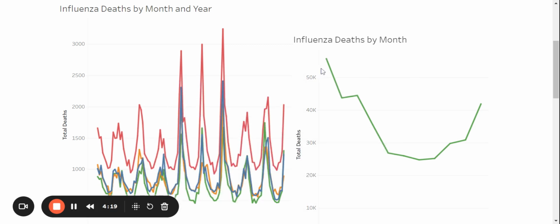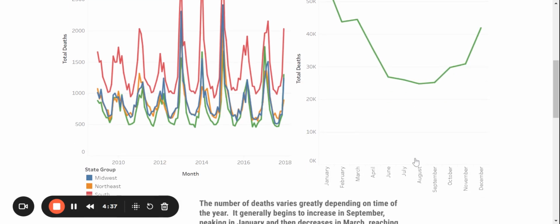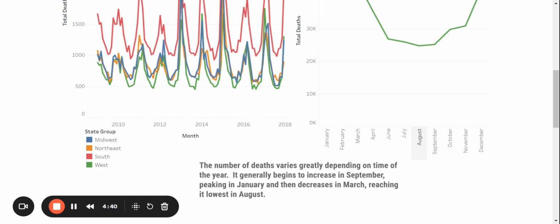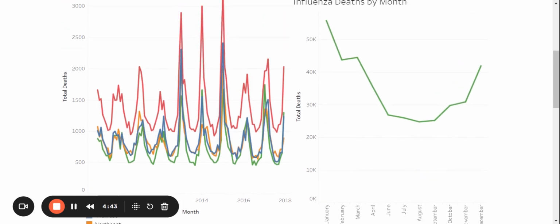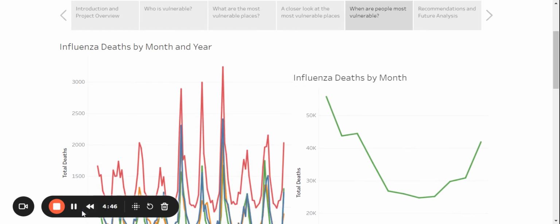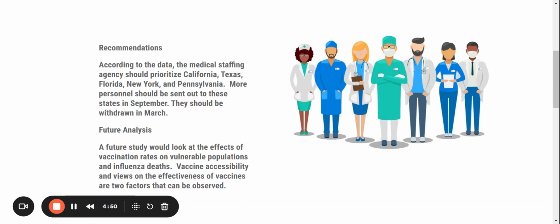Here we have a graph depicting the number of influenza deaths by month, and see that the number of deaths generally starts to increase in September, peaking in January, begins to decrease in March, and reaches its lowest in August. From this data, it is recommended that the medical staffing agency prioritize California, Texas, Florida, New York, and Pennsylvania, and that they begin sending out additional staff to these areas in September and begin withdrawing them in March.